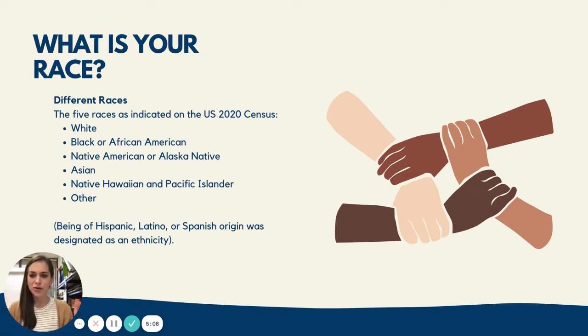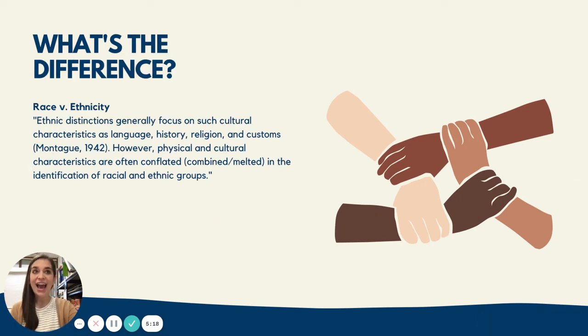This is kind of tough. Do you know where you fall? Are you maybe a combination of a few things? And then also ethnicity. What am I talking about? Ethnic distinctions generally focus on things such as cultural characteristics like language, history, religion, and customs. So that's how we look at race and ethnicity a little bit differently. And because I was confused when I didn't see Hispanic or Spanish origins under race, I was like, where did that go? But it makes a little bit more sense listing them as ethnic groups.